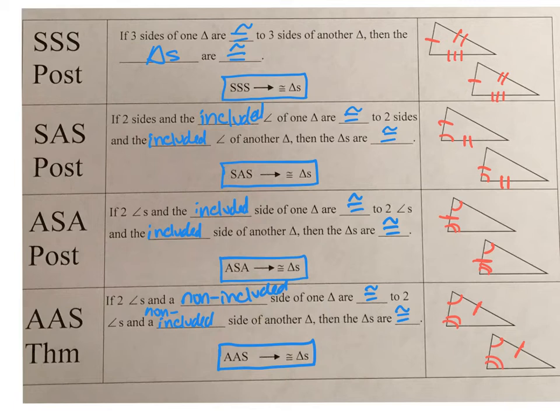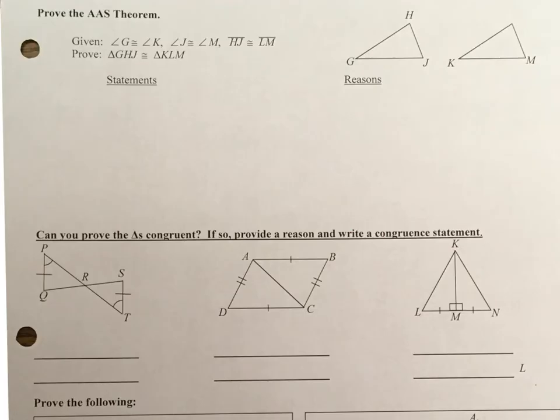Okay, so we're going to prove this theorem, and when we go to prove it, let's remember that we have three postulates in our toolbox of reasons, of justifications, and we might want to pull from one of those to prove the angle-angle-side theorem. So let's prove the angle-angle-side theorem. We're going to prove that triangle GHJ is congruent to triangle KLM. If you could go ahead and label vertex L, we're going to prove that the two triangles are congruent.